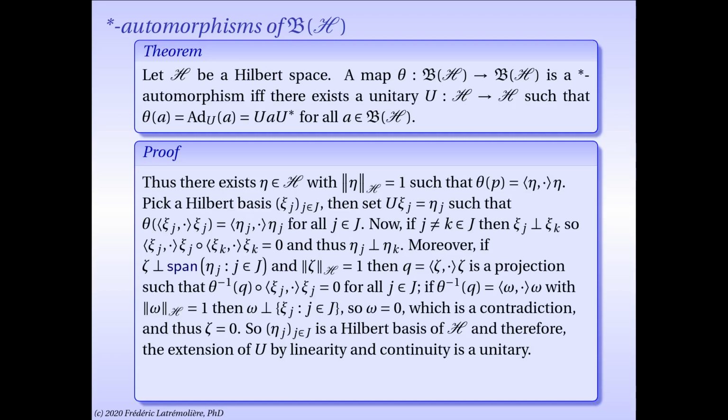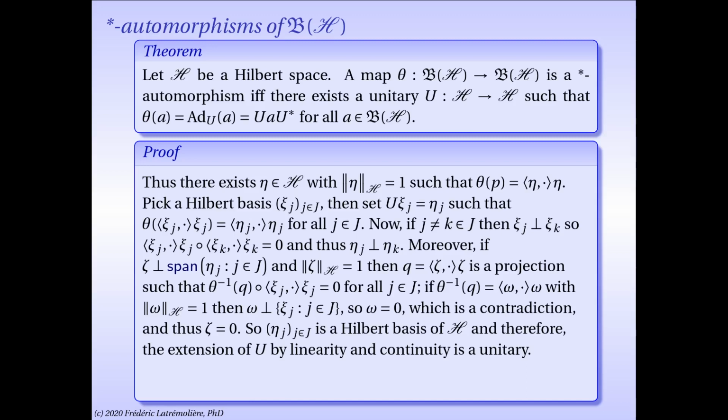But then I can apply the star automorphism theta inverse, and it tells me that theta inverse of q composed with theta inverse of the projection on the linear span of eta j must be 0. But theta inverse of the projection on the linear span of eta j is the projection on the linear span of xi j. So I concluded that theta inverse of q composed with the projection on the linear span of xi j must be 0 for all j. And it's also true, of course, when you commute those two projections.